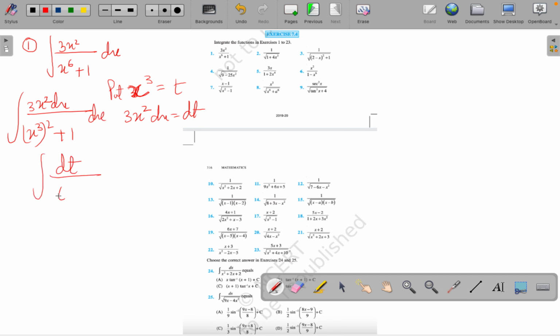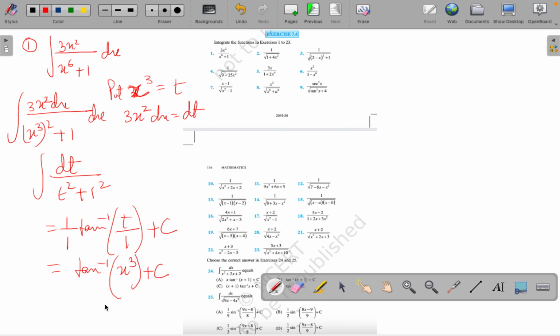It is dt upon t square plus 1. Now again, I have explained you very clearly: x square plus a square without root, the formula will be 1 upon a tan inverse x by a plus c. And again, you know this concept of substitution which I have taught you in the second video. That t, the answer should always be in the variable the question is asked. So in place of t, you have to substitute x. So this is our final answer. I hope this method is clear, right, children?